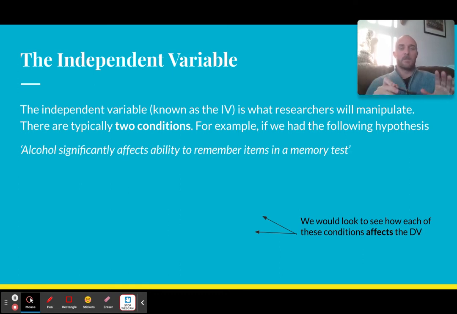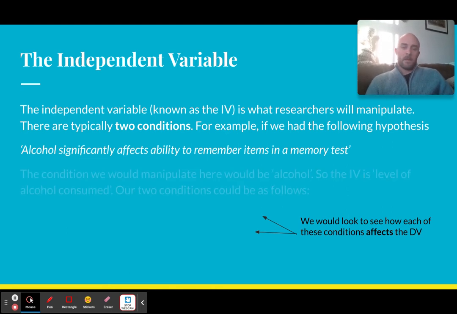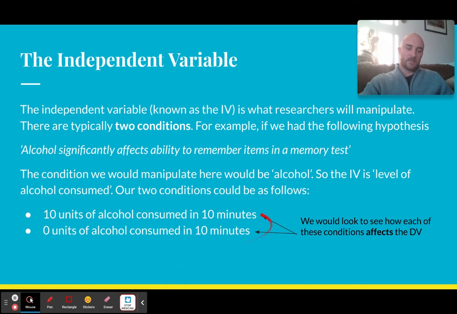Now, what are you actually measuring here? Because that's the DV. If the IV is what you manipulate, the DV is what you are measuring. And by the way, the DV must always be numerical. The DV is always a number. In this case, the DV is a memory test. What's the number? Out of 20, for example. So we've got two conditions for your alcohol. I'm going to operationalize this, make it a bit more specific. So we've got 10 units of alcohol consumed in 10 minutes and 0 units of alcohol consumed in 10 minutes. Now we would see how each of these conditions affects a memory test. And if there's a significant difference between them, we can then say alcohol affects memory.